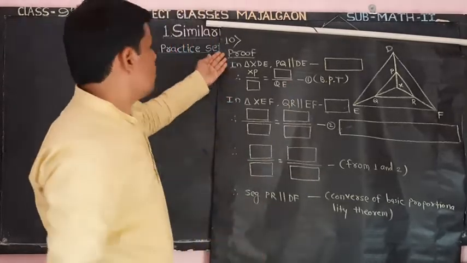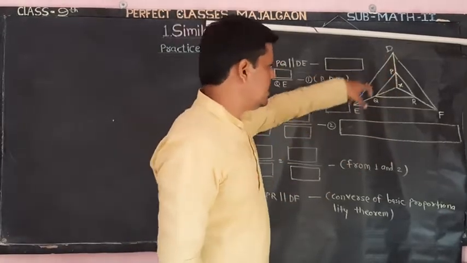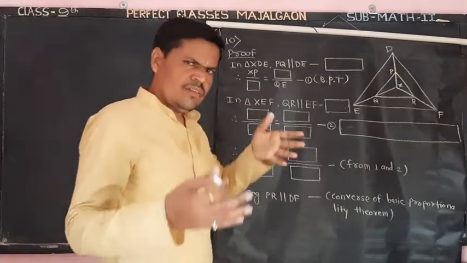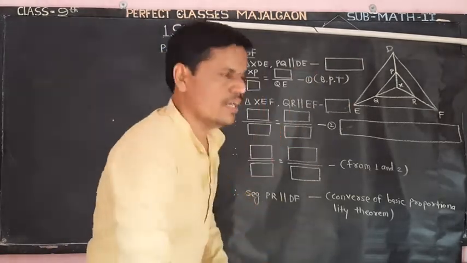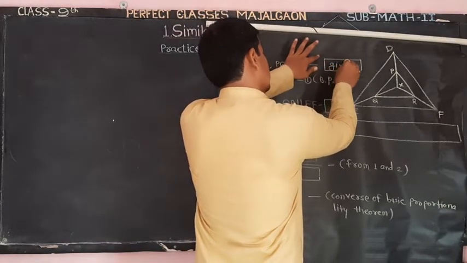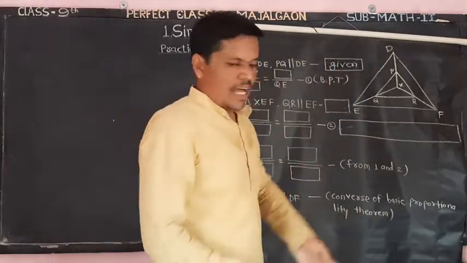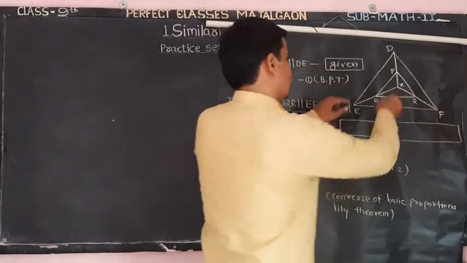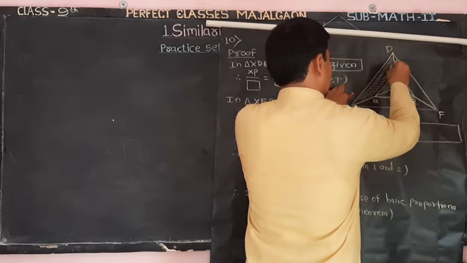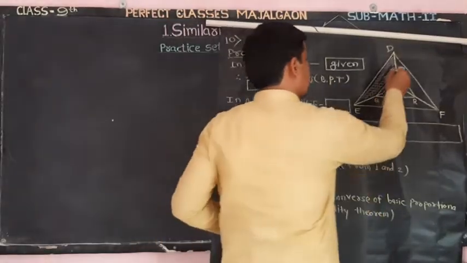Here, proof. In triangle XDE. Here, look at the triangle XDE. In this triangle, PQ is parallel to DE. They have also given this in this example. Therefore, we write the reason. What is the reason? Given. Here I write the word given. Now, in this triangle, I colored this triangle with a pink chalk, then you better understand. Here, the pink color triangle.